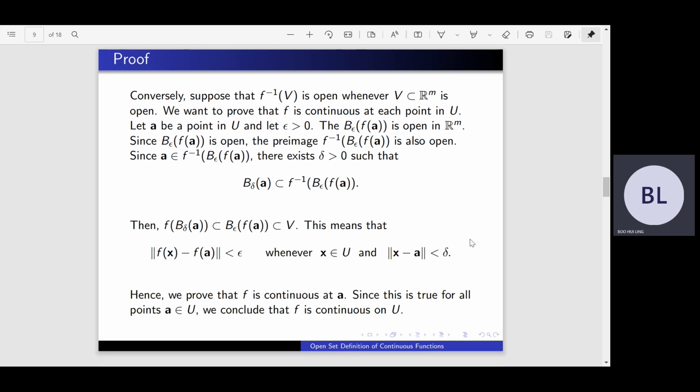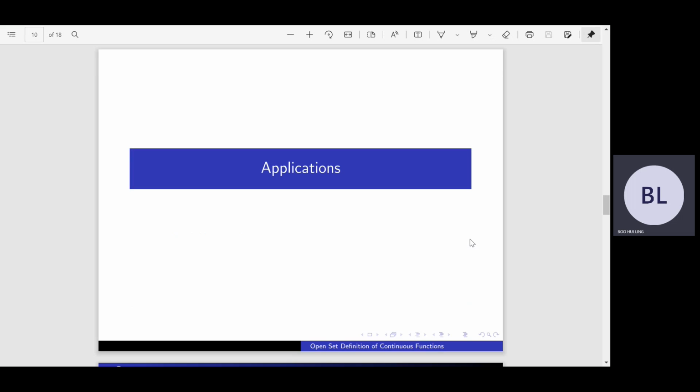Next, we prove that the function f is continuous at the point A. And since this is true for all the points A contained in the open subset U, we conclude that the function f is continuous on U. So now we are going to look into the applications of this theorem.